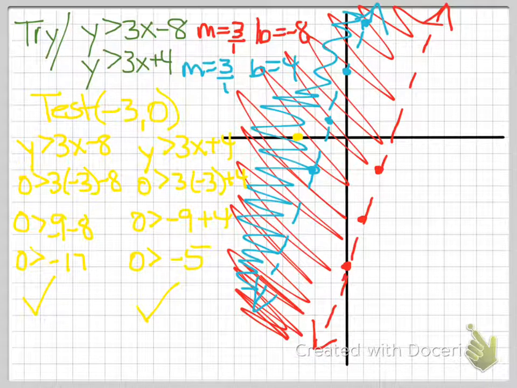Okay, here's your solution. I want you guys to see that this area that I'm highlighting right now is the region where both inequalities were shaded. And I chose a test point in that region. I chose the point -3, 0. And it worked for both.